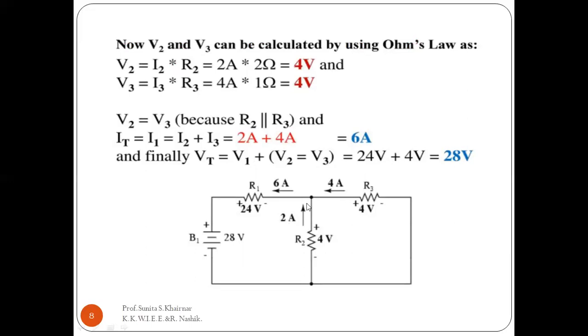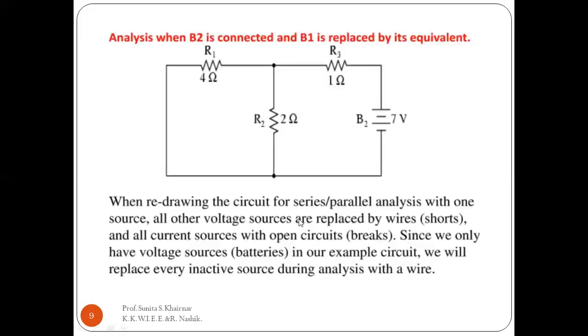And these are the currents. See, 4 ampere will flow from right to left, 6 ampere also from right to left, and 2 ampere in the upward direction. Now the same process we will carry out with B2 connected and B1 replaced by its equivalent. So B1 is replaced by a short circuit and B2 is connected. So the combination will change. Now R1 and R2 are in parallel and this parallel combination is connected in series with this 1 ohm.